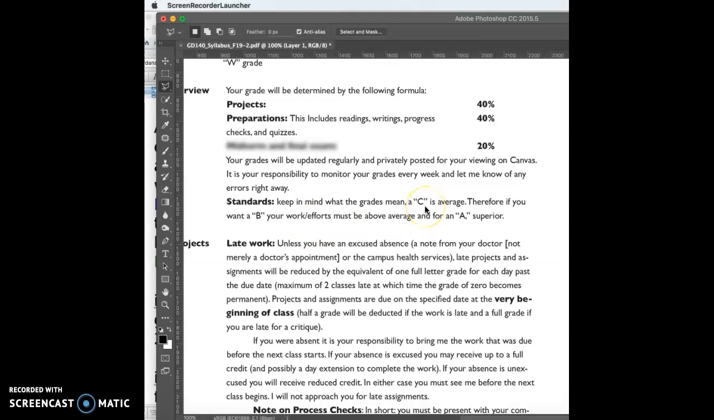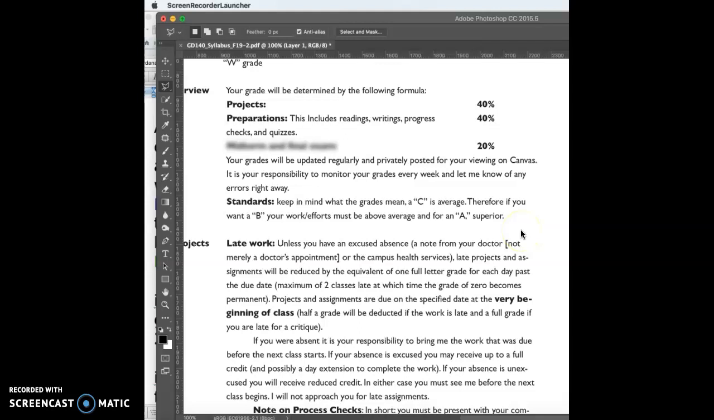Let's talk about the standard and keep in mind what grades actually mean. A C means average. A C is not supposed to mean bad. It's supposed to mean you did average on that assignment. Therefore, if you want a B, your work, your efforts should be above average, and for an A, superior.